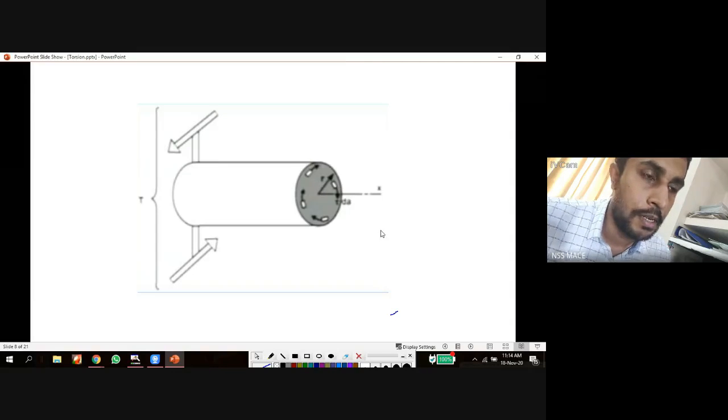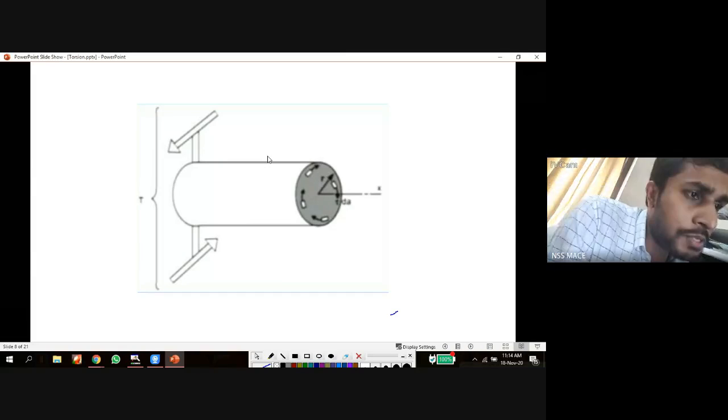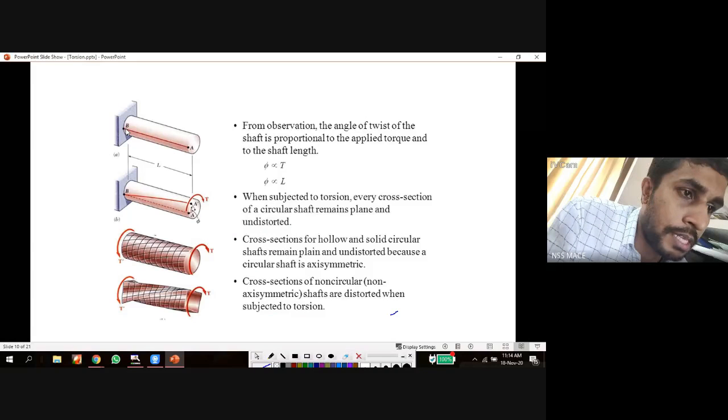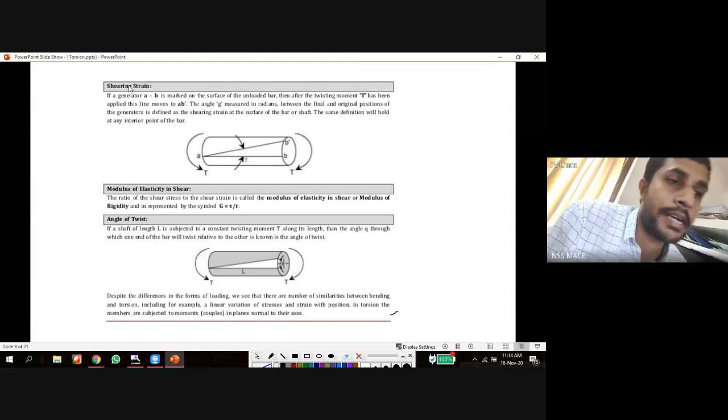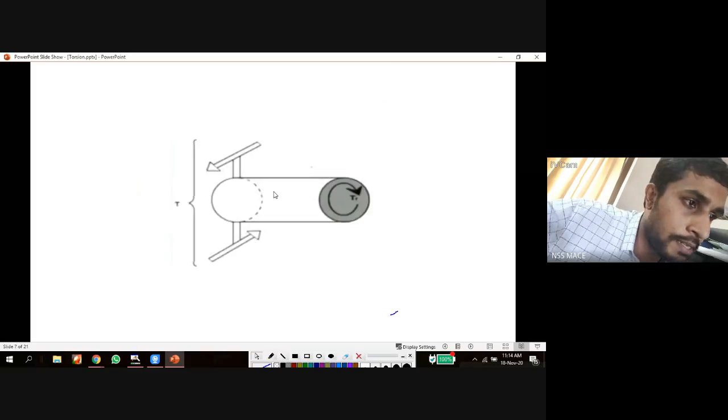Okay, so next I am explaining different terms associated with the torsion. The first one is shearing strain. When this external torque is applied, some strain will be developed. The deformation can be measured in terms of strain as well as twist. We are using two terms for measuring the deformation here. The first one is shearing strain. When I apply an external torque, I already explained this one.